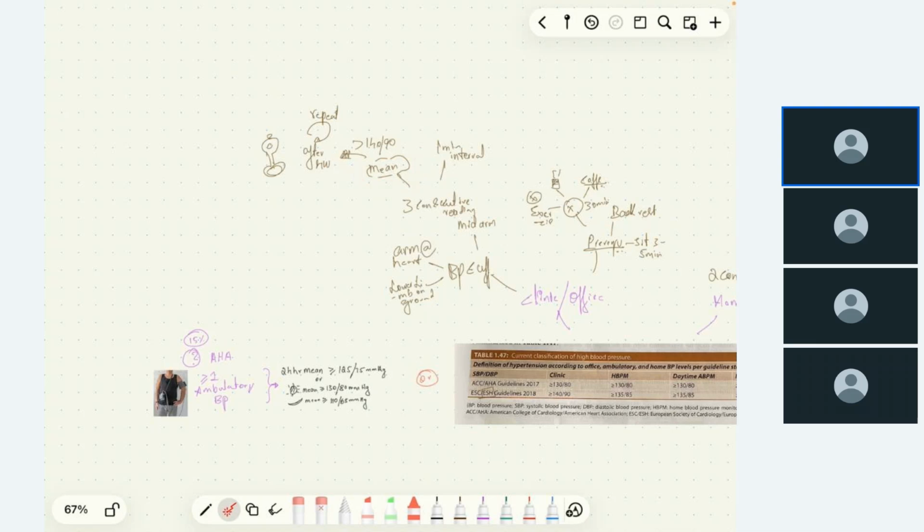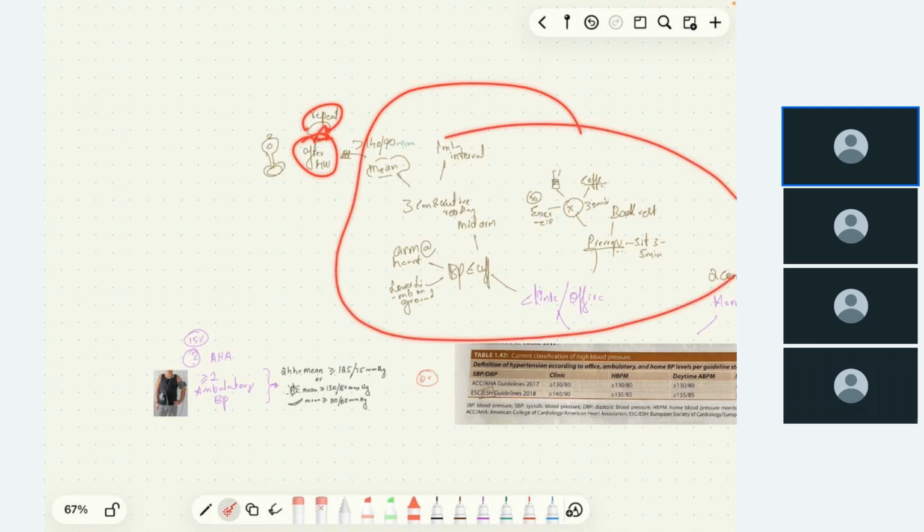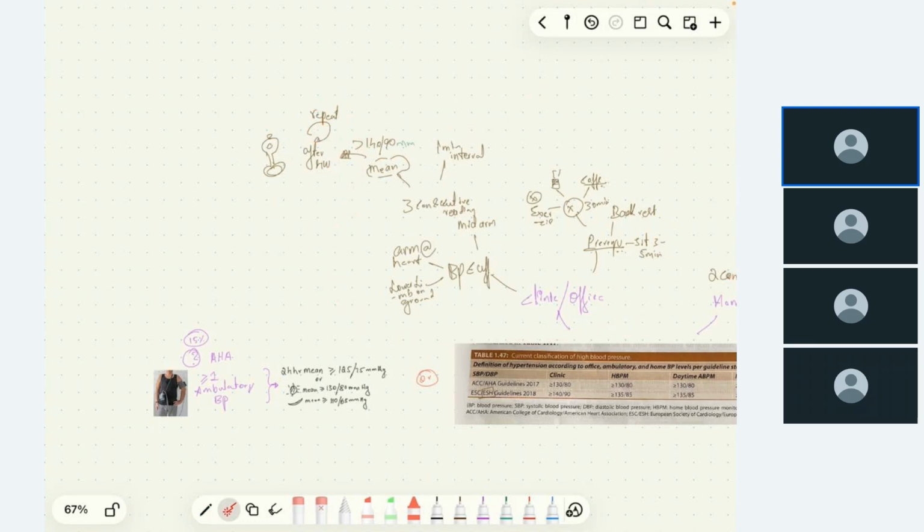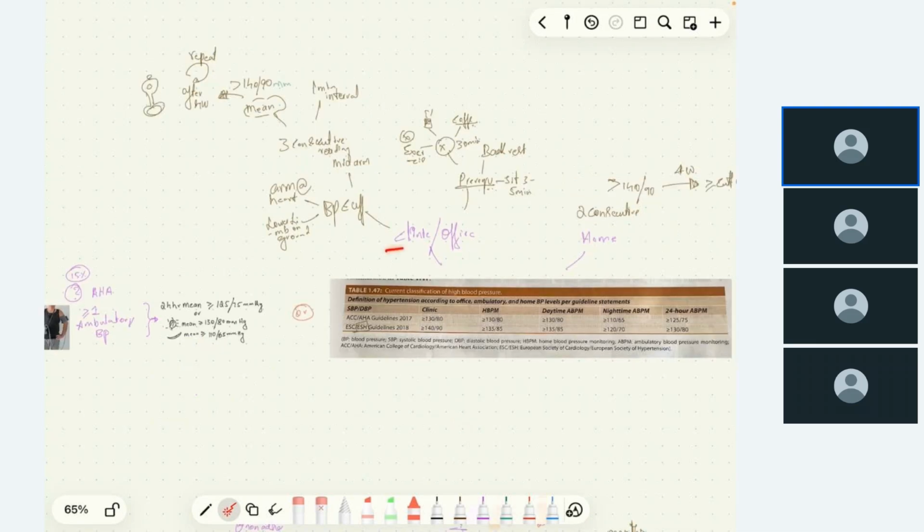If it is more than 140/90 mmHg, according to the European Society of Cardiology, then we call the patient to come after 4 weeks. After 4 weeks, we repeat this, meaning we do 3 consecutive measurements of blood pressure. Even after 4 weeks, if the blood pressure is more than 140/90 mmHg, we classify the patient as having hypertension. This is about measuring the blood pressure in clinic, which is most commonly done.